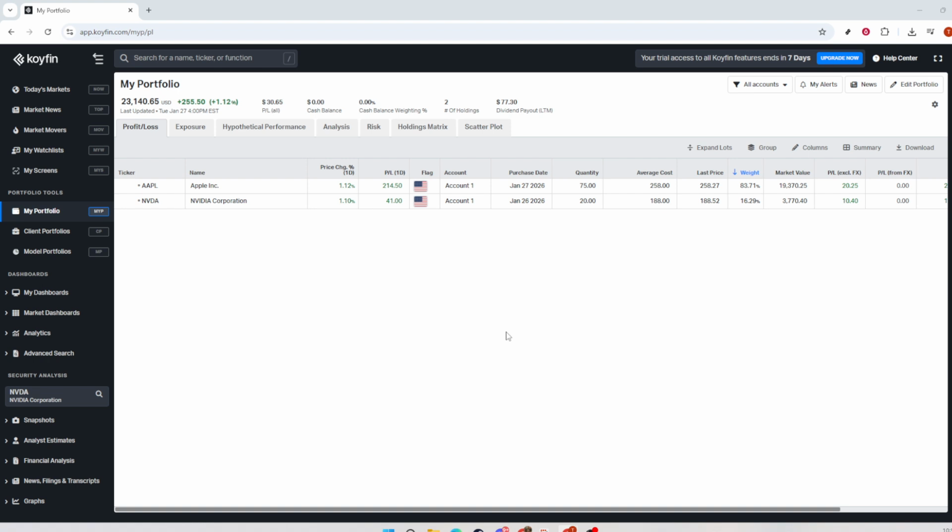First, go to your portfolio. This is your central hub, and you'll notice it's organized into several tabs. We'll go through them in order so you get a clear, consistent workflow.